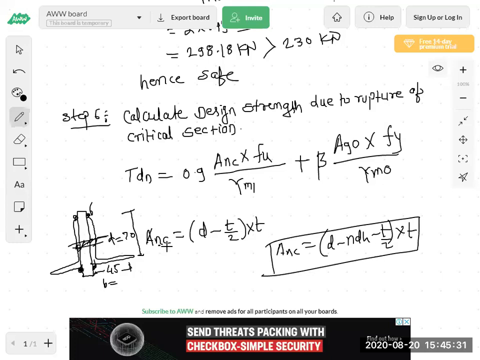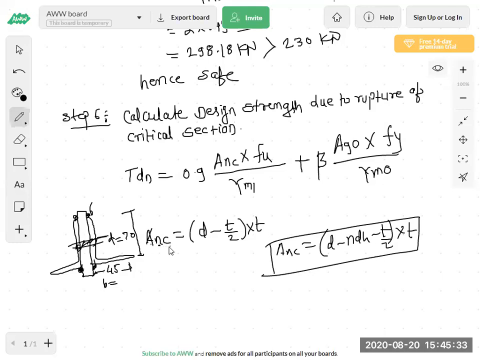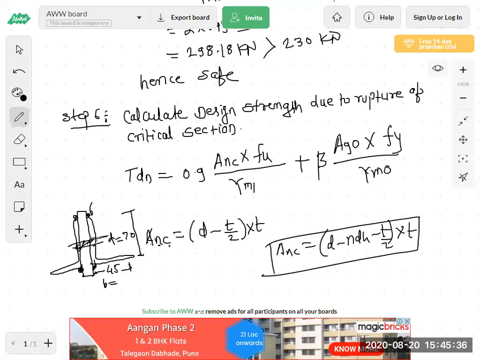Because we have to calculate the net area of the connected leg. N is the net, A is the area, C is the connected. So net area of connected leg. So if a hole is there, we have to deduct it.